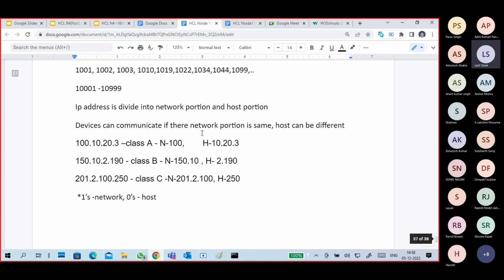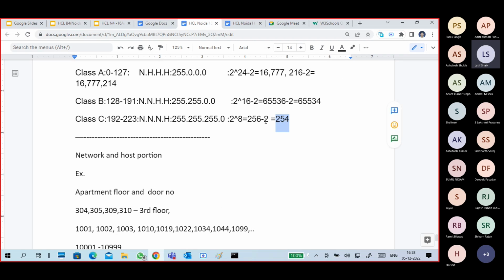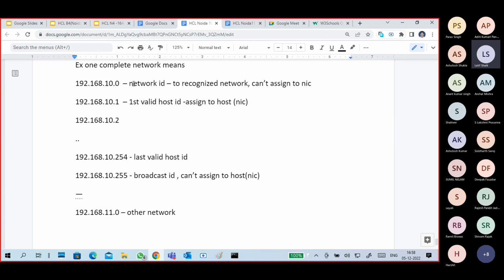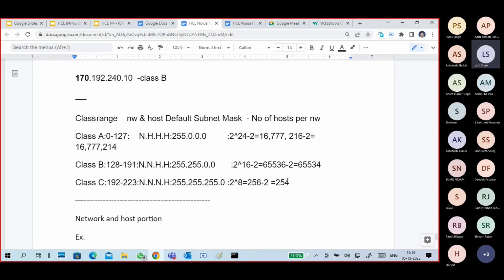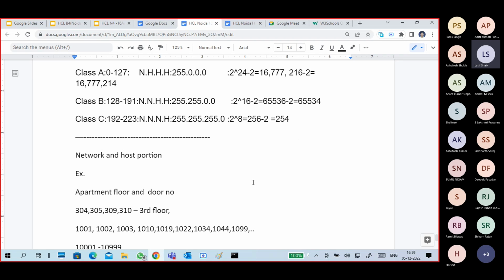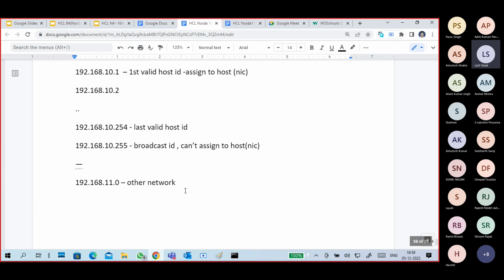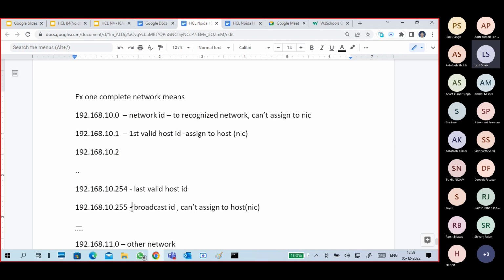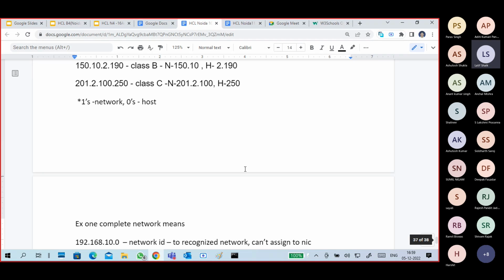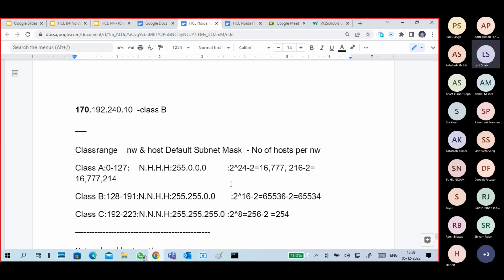If you want, I will show, no problem. But you can see why 254, why minus 2. In this entire list, 0 to 255 means 256. The first one we are not using, the last one we are not assigning to anyone. That's minus 2, it is 254. So in one single class C IP address, we can connect 254 devices.